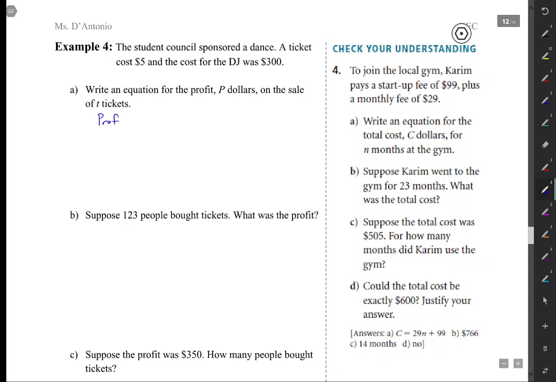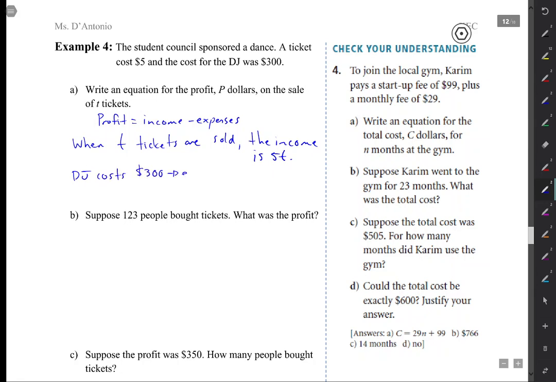So profit is equal to income minus expenses. So whatever you get as an income, and then you subtract all your expenses, that would be your profit. So we're going to say when T tickets are sold, the income is 5T, because you get $5 for every ticket. Then the DJ costs $300, and that would be an expense.